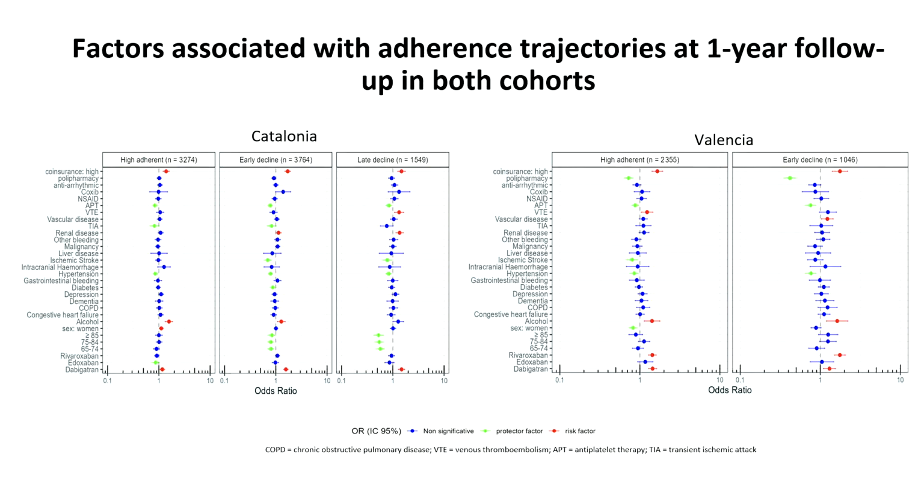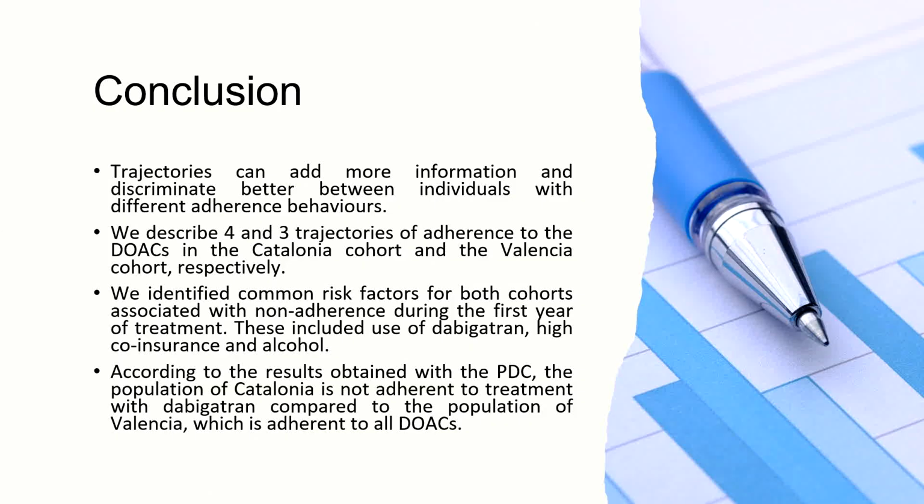Other factors associated with early decline include transient ischemic attack in the Catalonia cohort, and the use of rivaroxaban in the Valencia cohort. In addition, factors associated with the late decline in Catalonia include high coinsurance, venous thromboembolism, transient ischemic attack, and the use of dabigatran. This result showed that trajectories can add more information and better discriminate between individuals with different adherent behaviors.